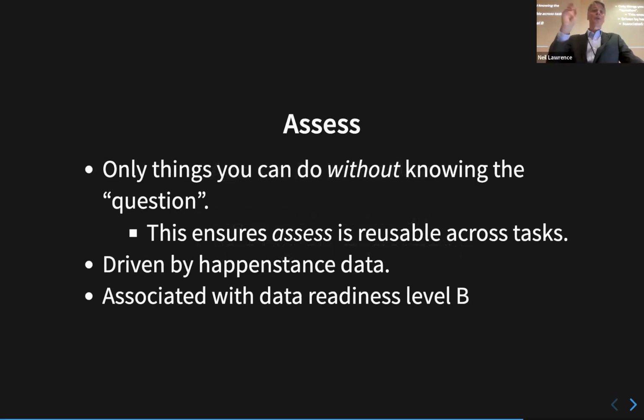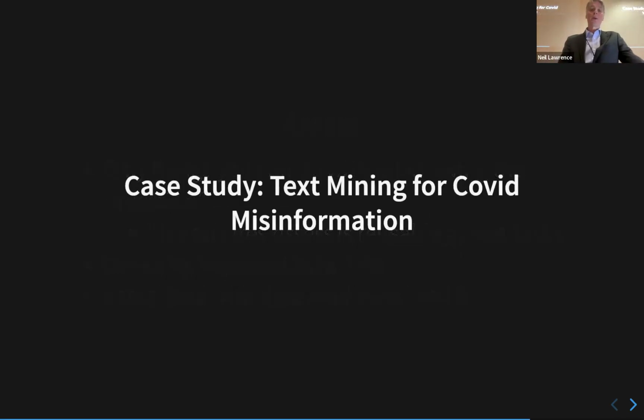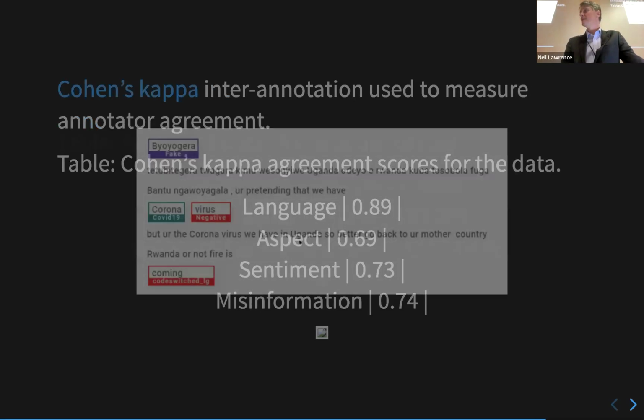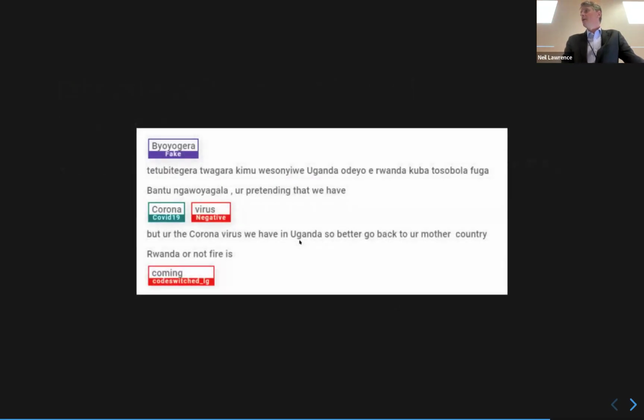So assess the things you can do without knowing the question. My case study here is text mining for COVID misinformation. This is Joyce, another collaborator in Kampala, and she was trying to deal, in COVID, with supporting when fake news is being propagated on Twitter or whatever social media she was using.